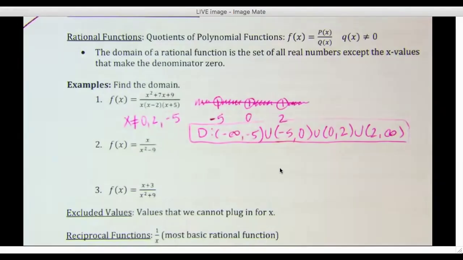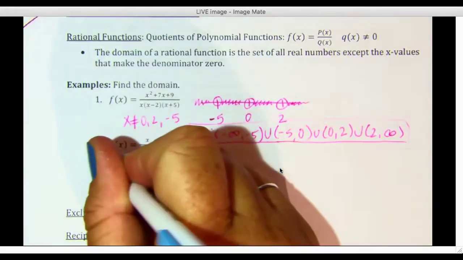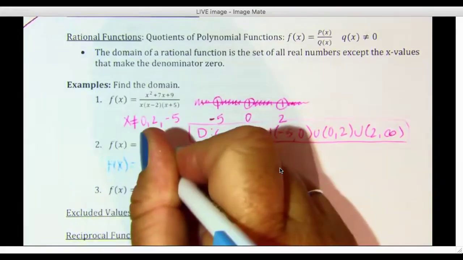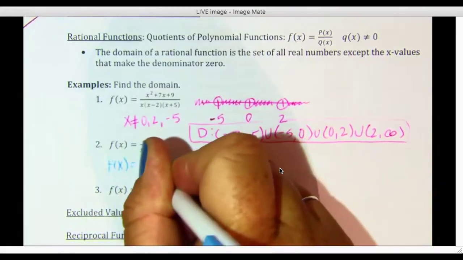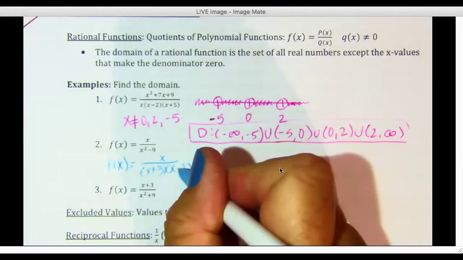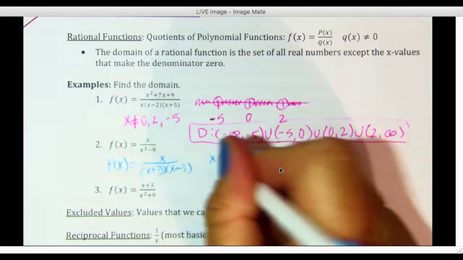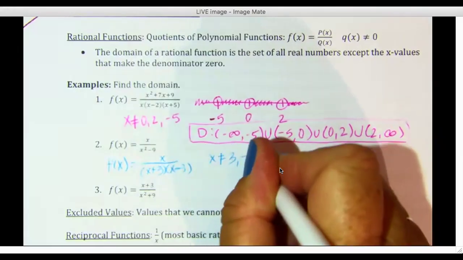Now, in the next example, it's not factored for us. That first example, we already had the denominator factored, and so we need to go ahead and factor it. So if I factor that denominator, I have f of x is equal to x over (x plus 3)(x minus 3). And so we have x plus 3 and x minus 3. X cannot equal 3 or -3 then.